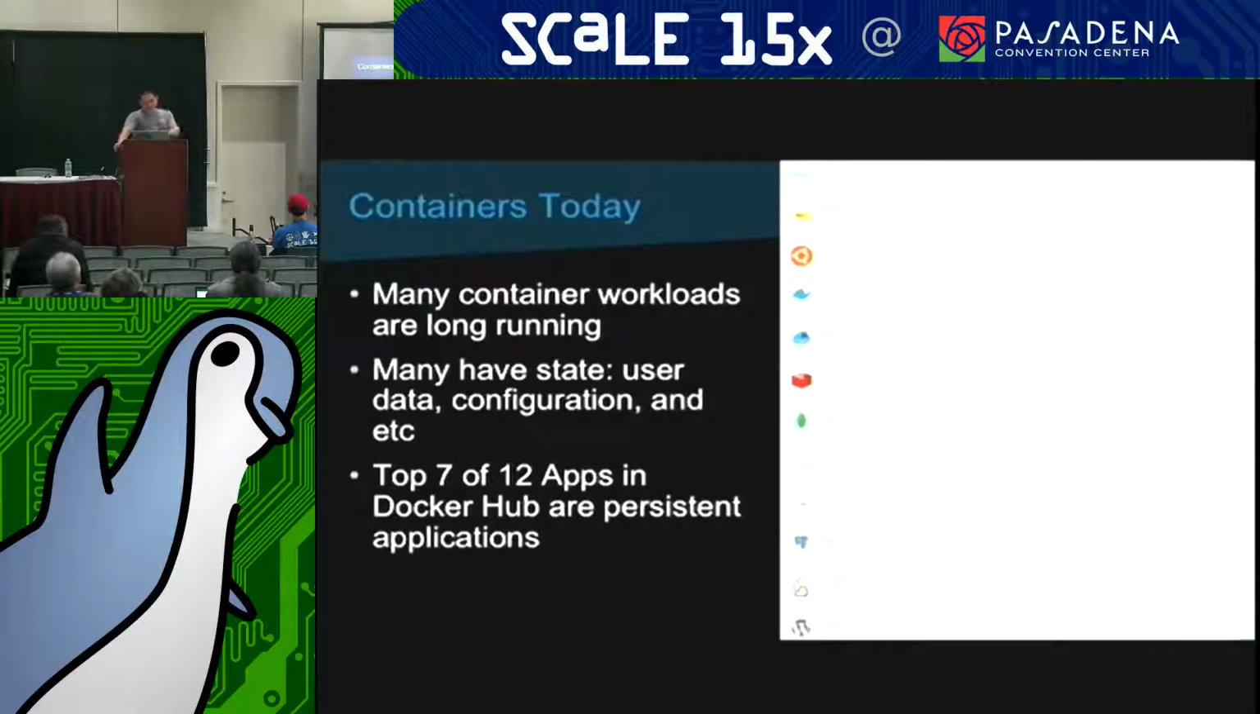If you look at the right-hand side, this is a snapshot of Docker Hub. These are the top 12 applications that you see in Docker Hub. The top 7 of those 12 are actually persistent applications. It's kind of hard to see, but you have Mongo, MySQL, Postgres, Elasticsearch, and even WordPress to a certain degree, right? You write an article, that article gets created and saved somewhere. So these are persistent applications that are running in containers today.